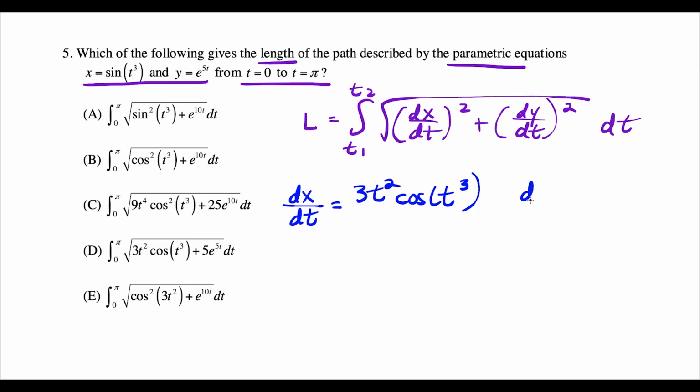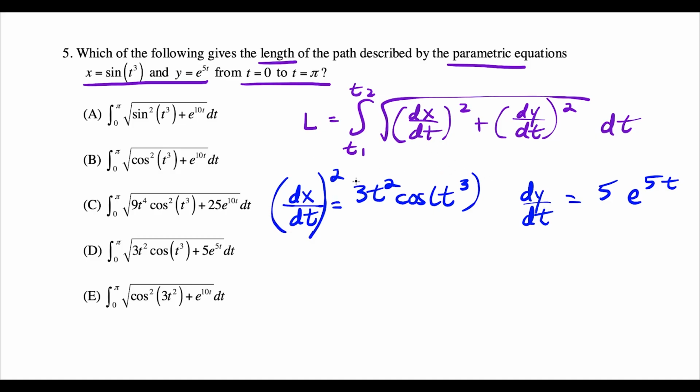And now we've got dy dt, the derivative of the y equation, we also have to use chain rule. The derivative of e to the 5t is going to be e to the 5t, but then we just have to multiply by the derivative of 5t, which is 5. So now we are going to plug into this equation here, but notice we have to square dx dt and also dy dt. So we'll do that at this step.